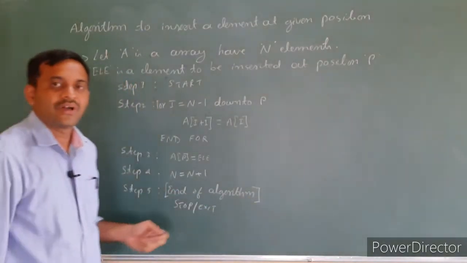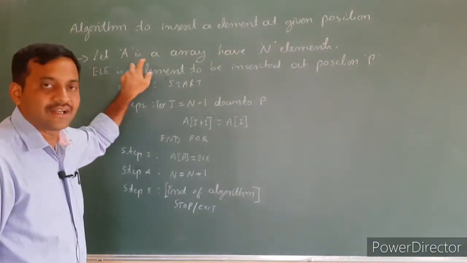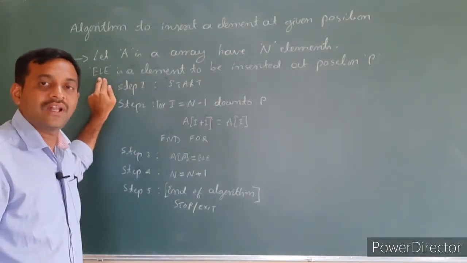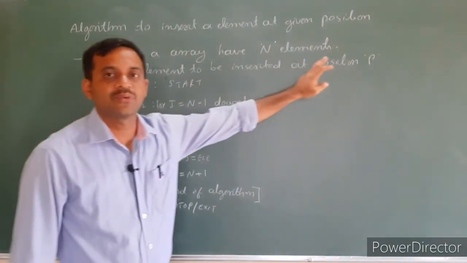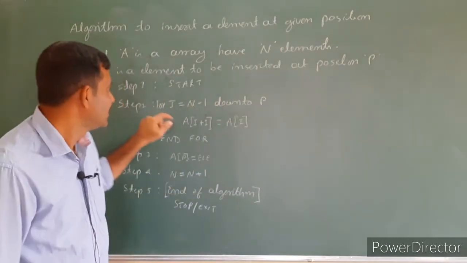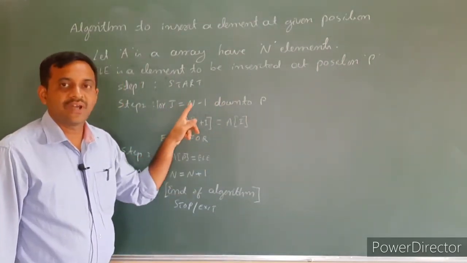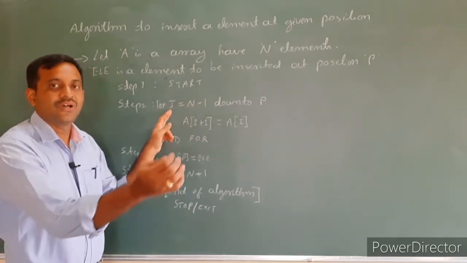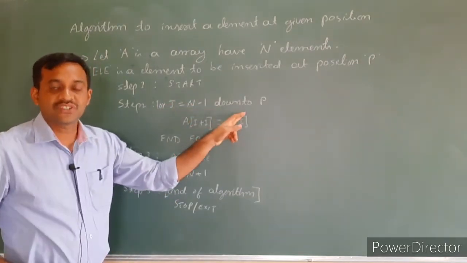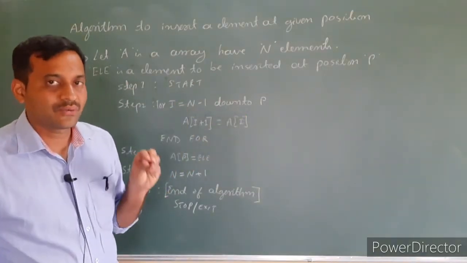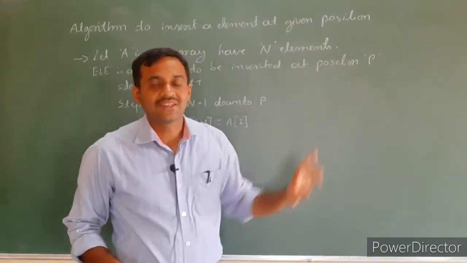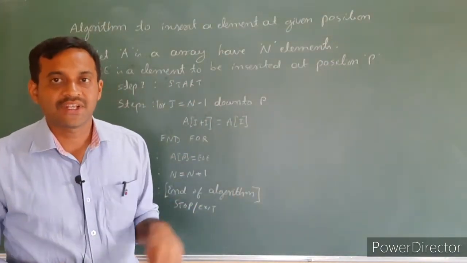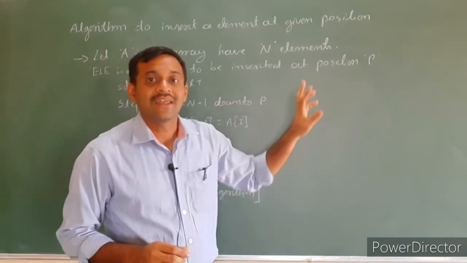See once again what we did here. Let A be an array, name of the array, having n elements. ELE holds the new element to be inserted at the given position P. For that, we initialize the index value n minus 1. N minus 1 is the index value. We have to move downwards to the given position. So for that we have to verify the position is not greater than n minus 1, or not greater than n numbers.